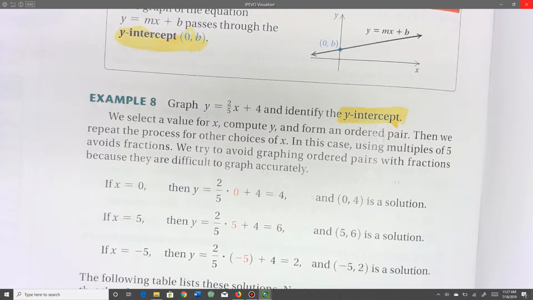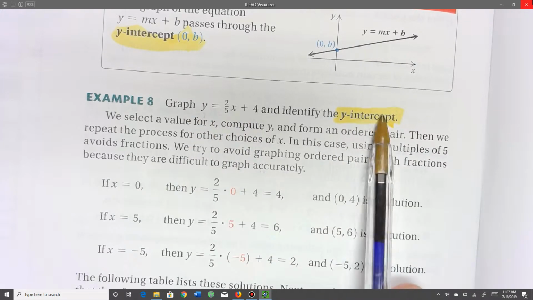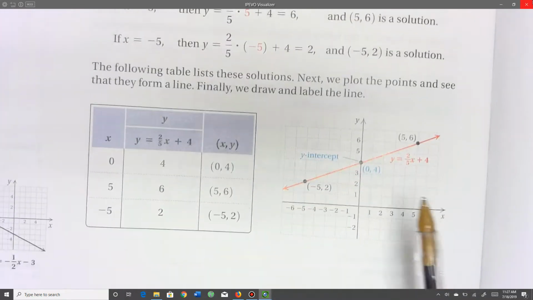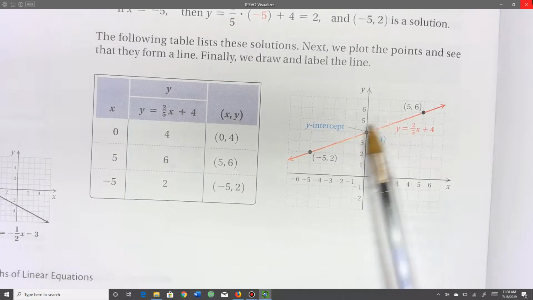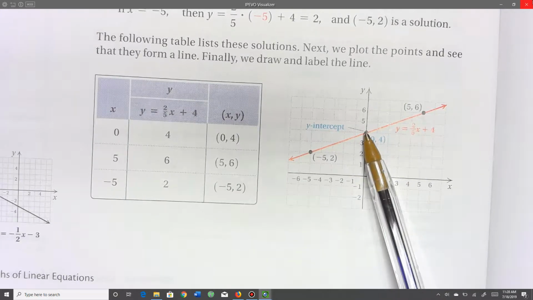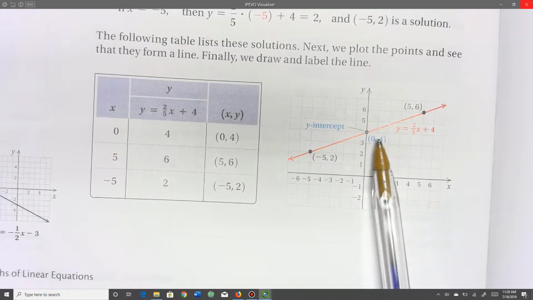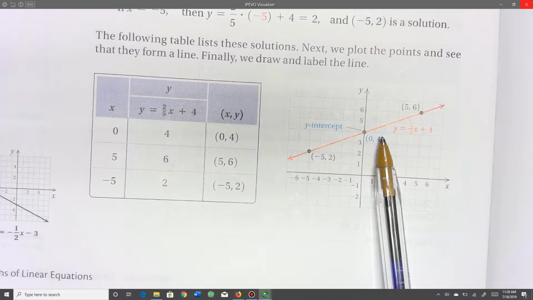And then we need to go back to the question. What is the question? Well, the question is to identify the y-intercept. Again, we said that it was where your graph crosses the y-axis. So right there. So what is the y-intercept? The y-intercept is the point 0, 4.